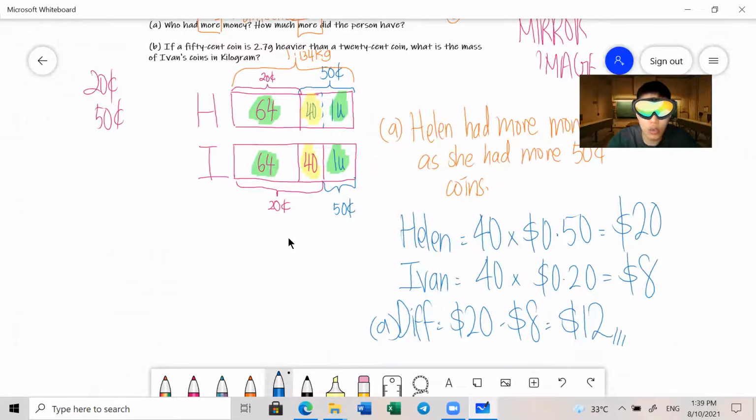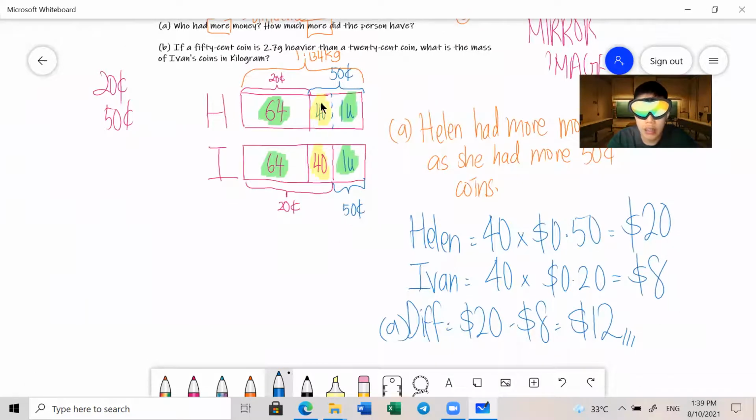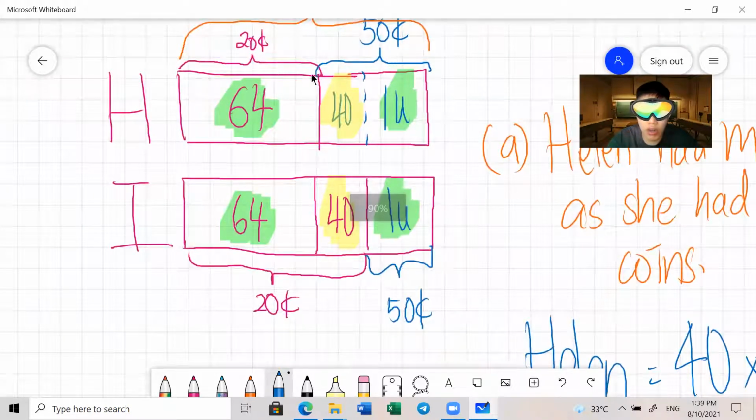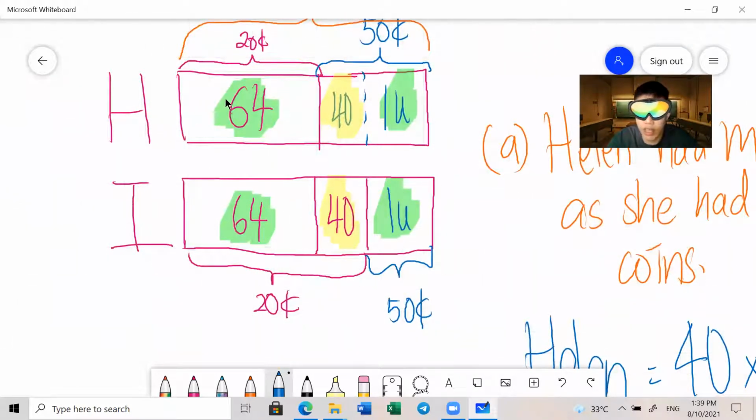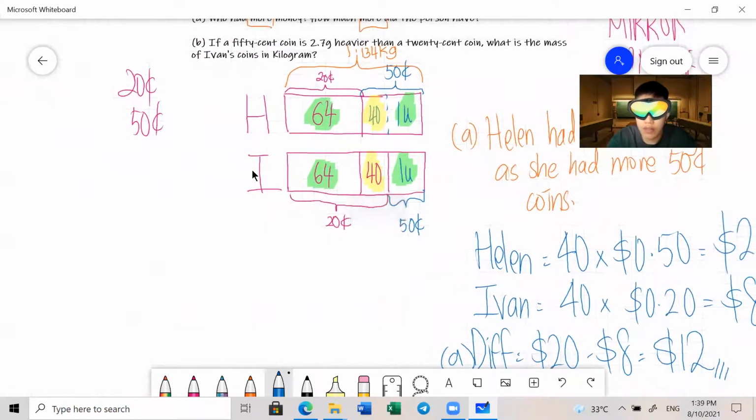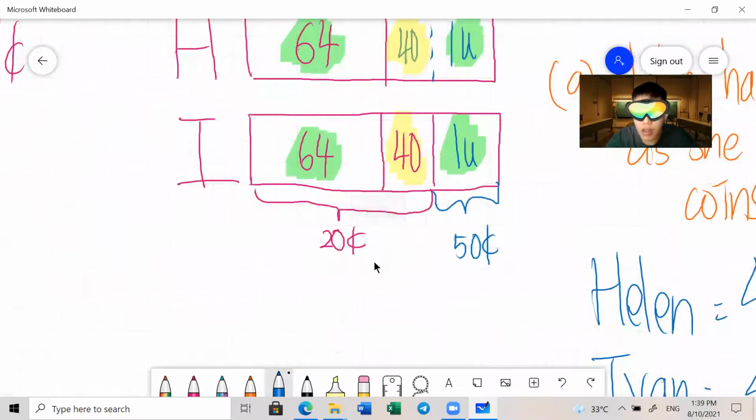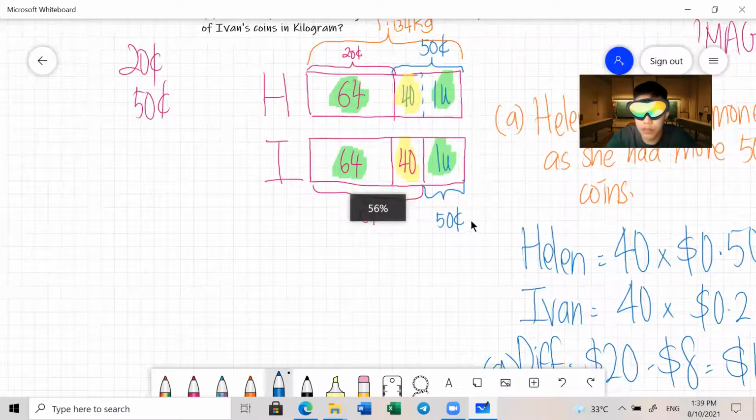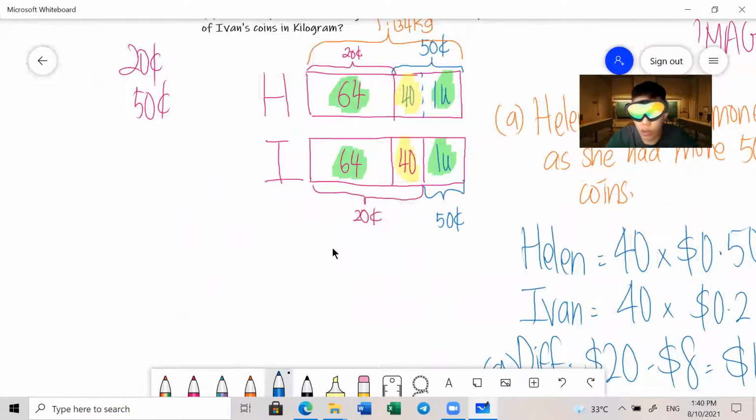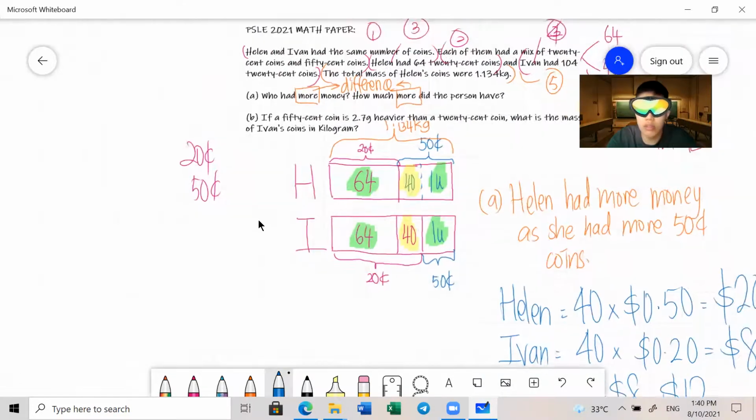Okay, so what they are trying to say is this. Helen, in terms of 20-cent coins, she has 64 of them. In terms of 50-cent coins, she has 40 plus 1 unit. And then for Ivan, in terms of 20-cent coins, he had 64 plus 40. And in terms of 50-cent coins, Ivan had 1 unit. Okay, now we continue reading B.